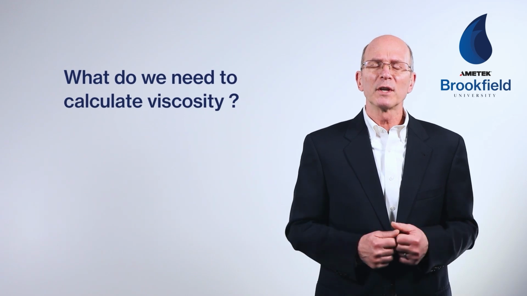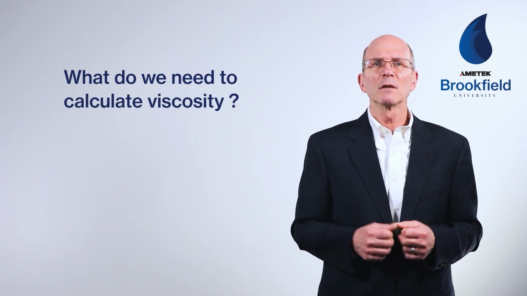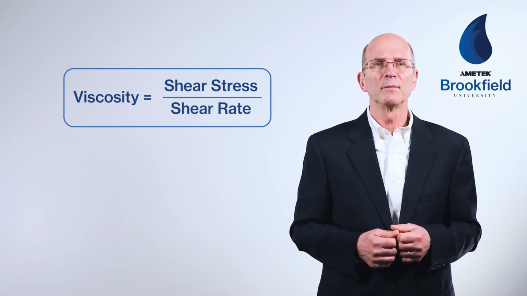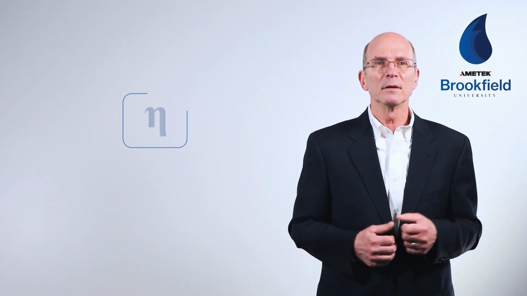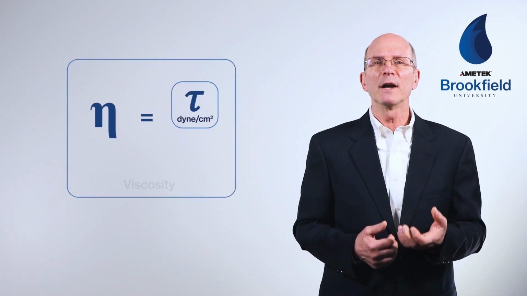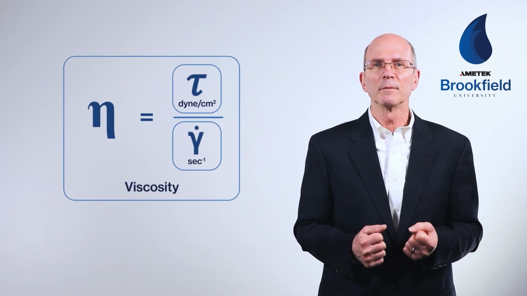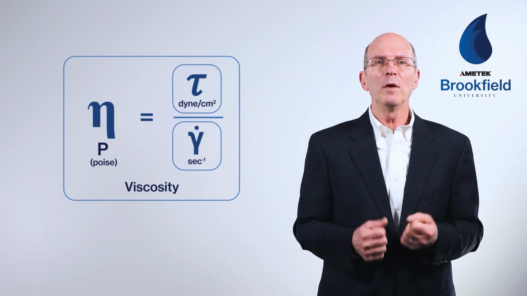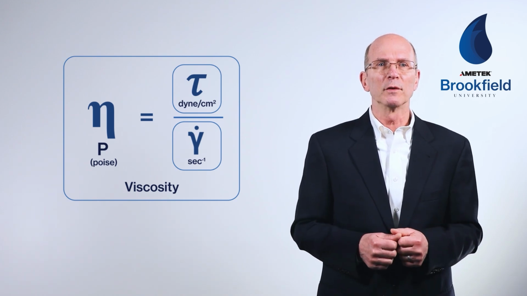What do we need to know to calculate viscosity? Viscosity equals the shear stress divided by shear rate. So eta equals shear stress in dynes per square centimeter divided by reciprocal seconds of shear. Eta is viscosity in poise. 1 poise equals 100 centipoise.